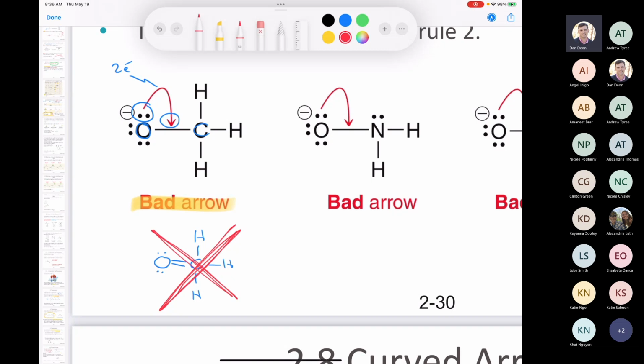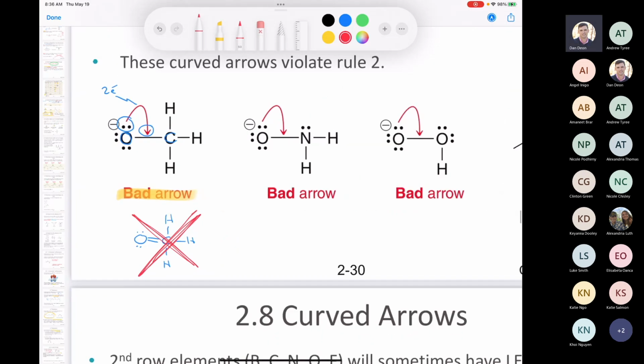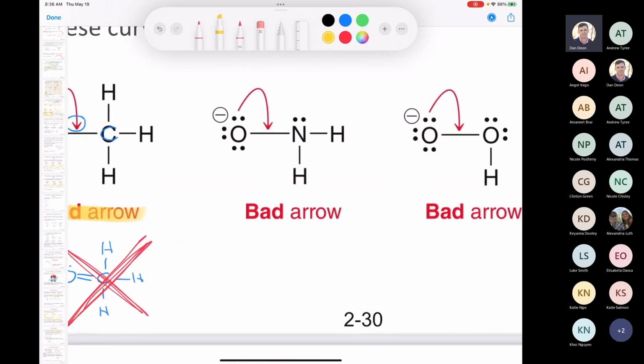It would cause the carbon to have 5 bonds. That is a big no-no. Cannot do it. The next one is another bad arrow. Okay, why is this a bad arrow? Well, you see, I'm just going to explain it a little differently this time. You see the nitrogen here is surrounded by 1, 2, 3, 4, 5, 6, 7, 8 electrons. Everybody's happy, right? The nitrogen is surrounded by an octet.